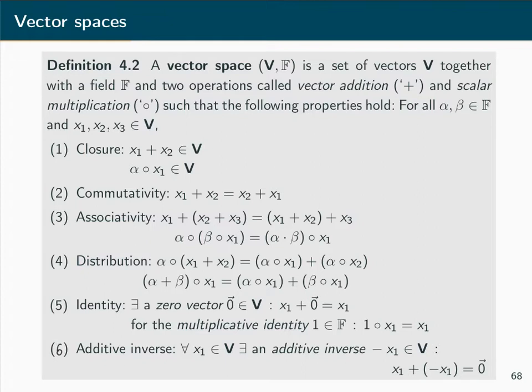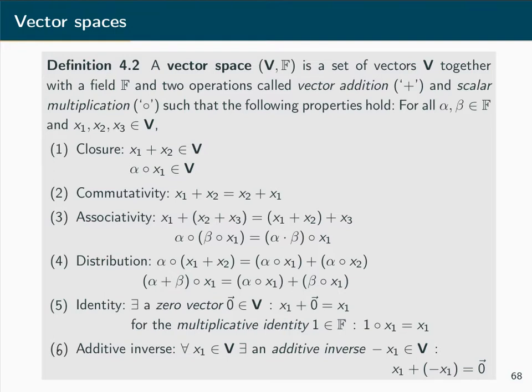First, the vector space must be closed under addition and scalar multiplication, meaning that if we add any two vectors in a vector space, we will end up again with an element of the vector space. And same thing for the scalar multiplication. If I multiply any vector with any scalar in the field, we want to end up again with an element of the vector space. Second, we want commutativity, meaning that for any two vectors, x1 and x2, x1 plus x2 is the same vector as x2 plus x1.